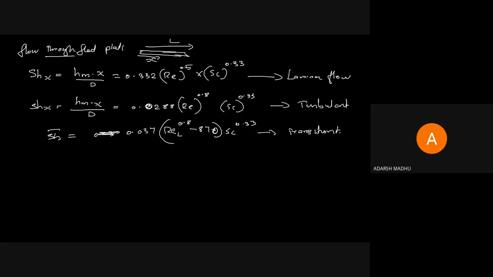There is a transition region between laminar flow and turbulent flow, in the middle, when RE is equal to 5 into 10 raised to 5. When RE is less than 5 into 10 raised to 5, it is laminar flow. When RE is greater than 5 into 10 raised to 5, it is turbulent flow. And when RE is equal to 5 into 10 raised to 5, it is the transition region, and for that region the SH value is given.